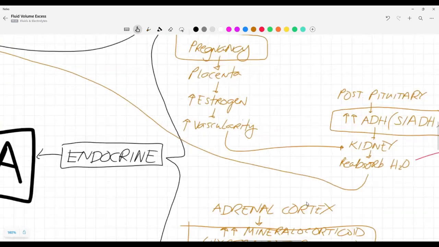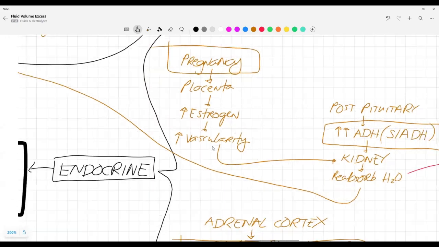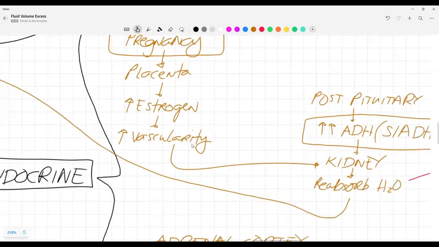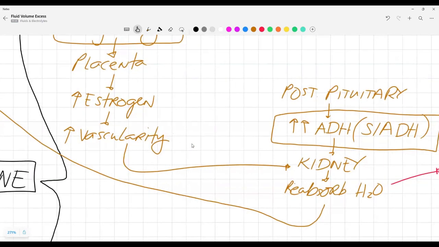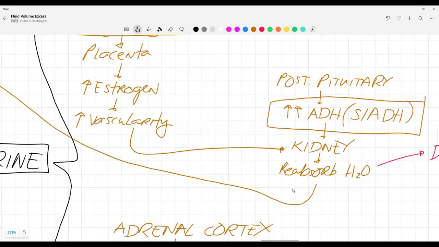In pregnancy, we know that the placenta is the main organ that will secrete hormones. And so one of the hormones that it secretes a lot of is estrogen. And estrogen is responsible for increasing the vascularity, which means not only is there an increase in blood volume, but there's also production of new blood vessels during pregnancy. And so with increased vascularity and increased cardiac output, that leads to more volume, again, that causes fluid retention.